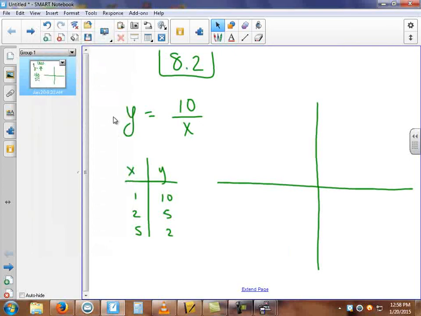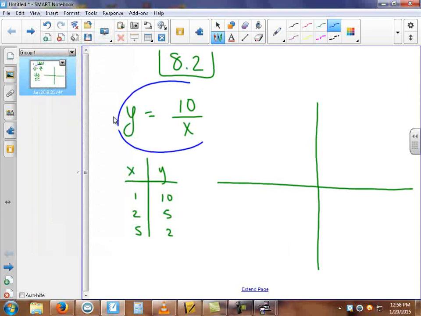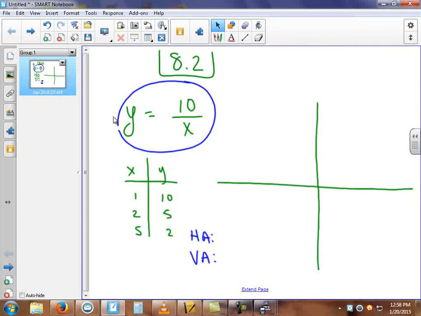Now, if you notice this equation, it has no pluses or minuses. No pluses or minuses. So when we go to graph this, it means something very special. We have two types of what we call asymptotes or boundaries. So I'm going to talk about the horizontal asymptotes and the vertical asymptotes.